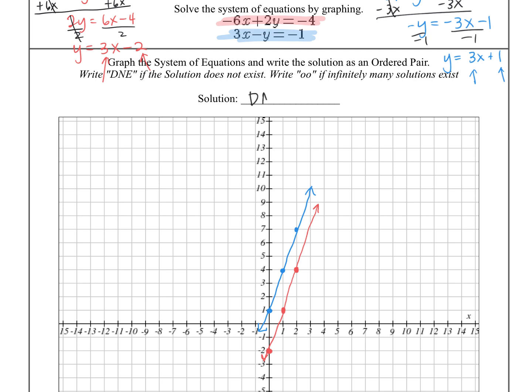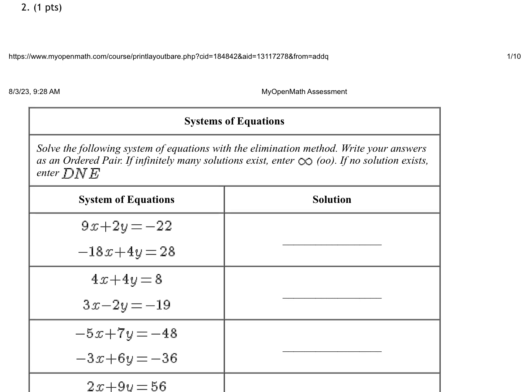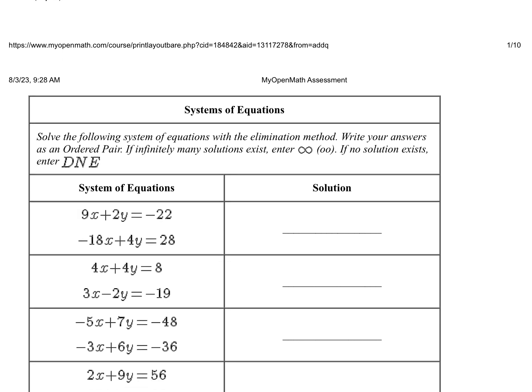So for our solution, we would put D and E as indicated in the directions, and that would be the graph. Remember, the solution of a system of equations is where it intersects. So if they're parallel, it doesn't intersect, so there's no solution.